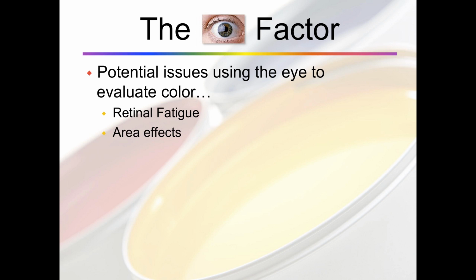Next is what we call area effects. Area effects are when surrounding colors influence the color we're trying to evaluate, control, or measure.